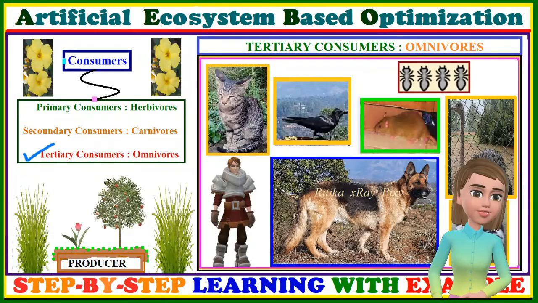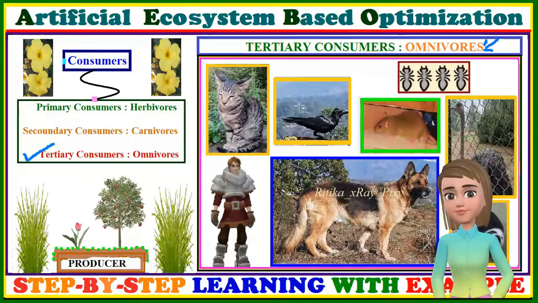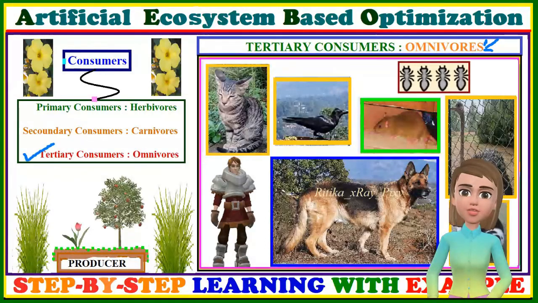Next we have tertiary consumers. They are also known as omnivores. Omnivores can feed on both plants and meat for energy, so they can eat primary consumers as well as secondary consumers for their energy. And you can see here different types of omnivores: rat, crow, human, dog, and others.